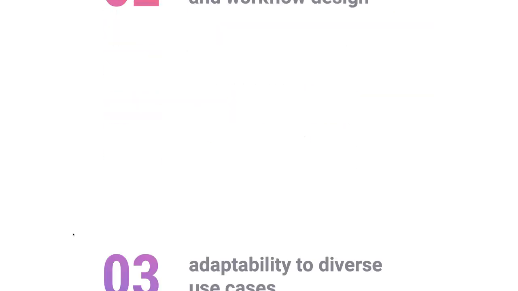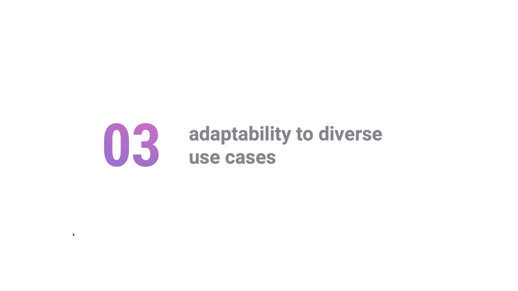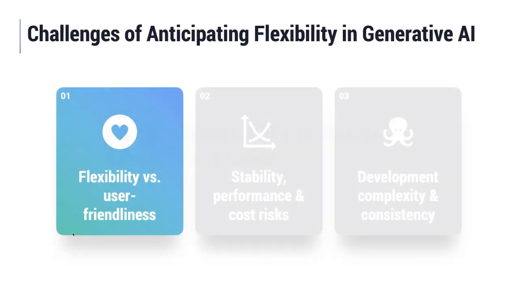Third, we need adaptability to diverse use cases. Generative AI is a general-purpose technology. A feature that works great for one use case might need tweaking, or maybe even a complete overhaul for another. Each of these aspects plays a crucial role in creating truly flexible Gen AI features and applications. But as you might guess, implementing this flexibility comes with its own set of challenges. Building in flexibility isn't always straightforward.